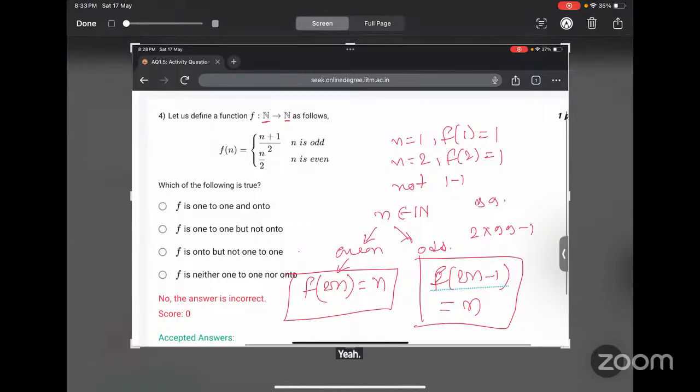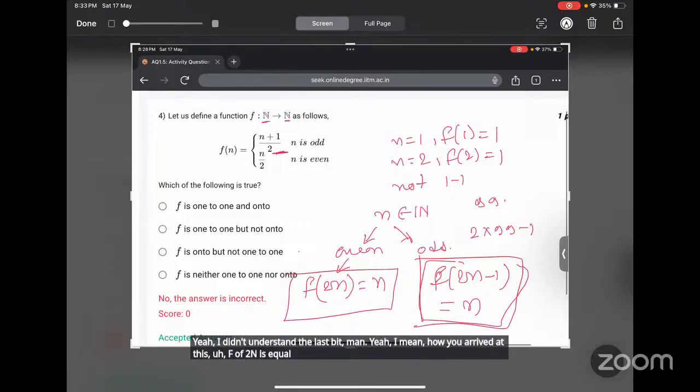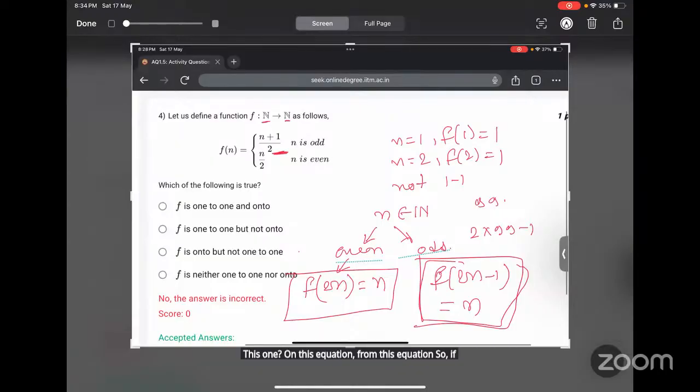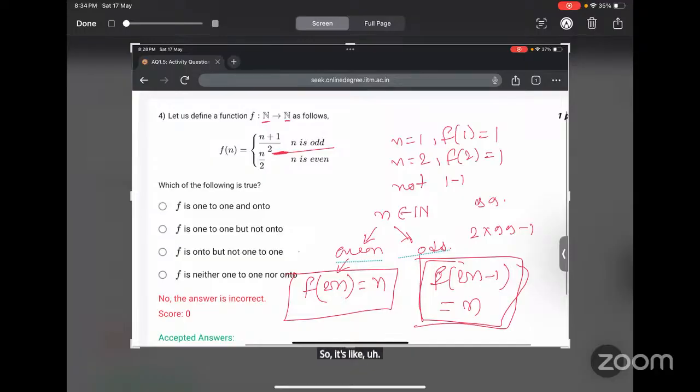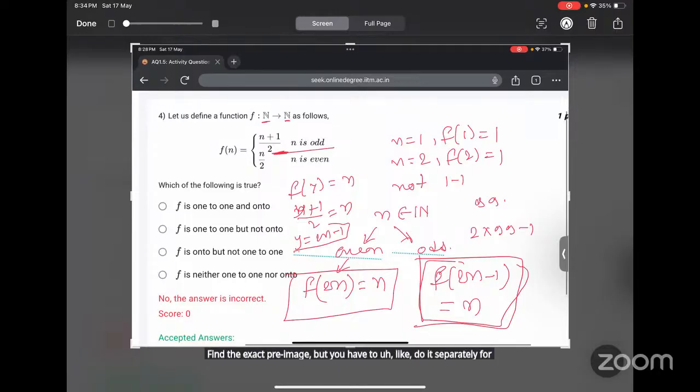I didn't understand the last bit, ma'am. I mean, how you arrived at this f of 2n is equal to... From this equation. So if n is odd, you have to follow the odd one. So it's like f of some y is n. That means if this is odd, then (y plus 1) by 2 is n. So from here we can find the value of y. So you have to follow the same thing to find the exact pre-image, but you have to do it separately for even and odd numbers. Okay.